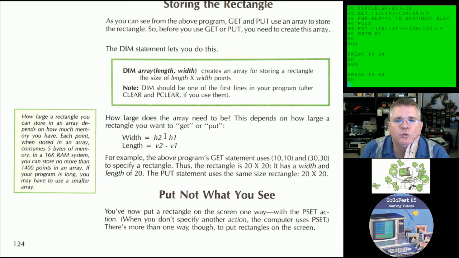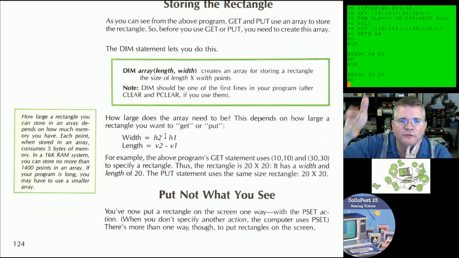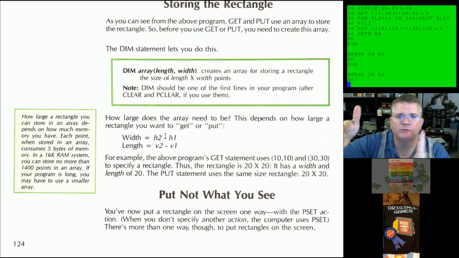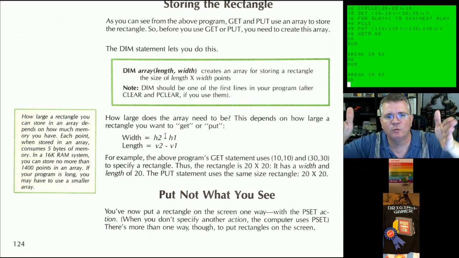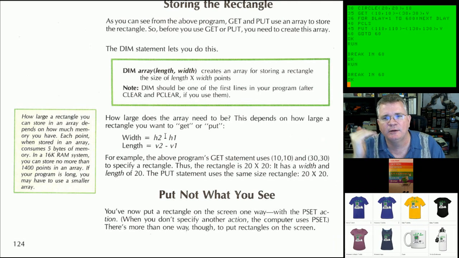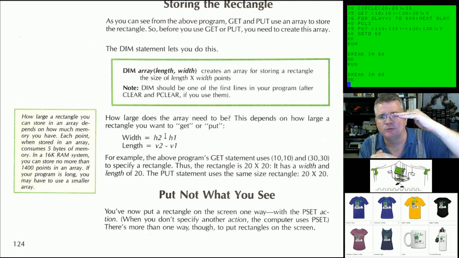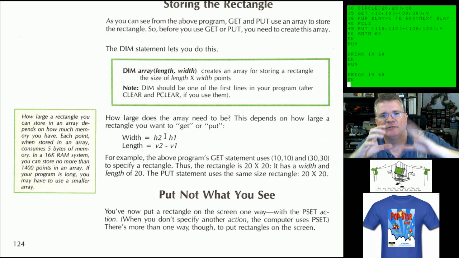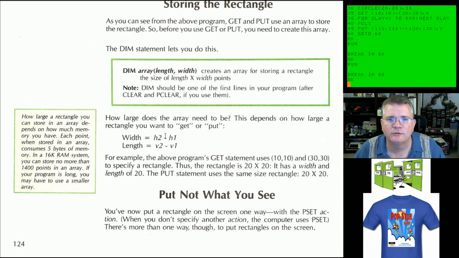So what is your width? Take your second X coordinate, the one that's bigger, and subtract your first one from it. The distance is your width. Same thing with your vertical, or your Y. Take your higher pixel and subtract your lower pixel. That's the difference. That's the width and the length of your square.